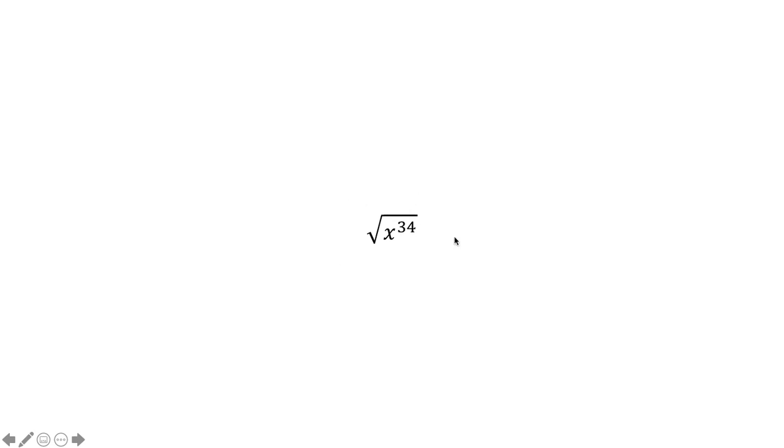I find for most people it's easier to deal with situations like this by rewriting it, instead of as a square root, as the same thing to the power of 1/2, because we know those are the same thing, right? Square root is the same as to the power of 1/2. You're going back and forth between the same thing.